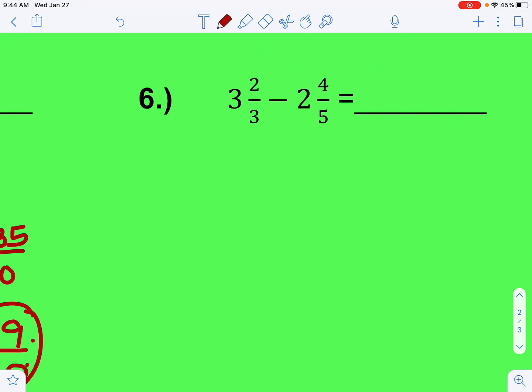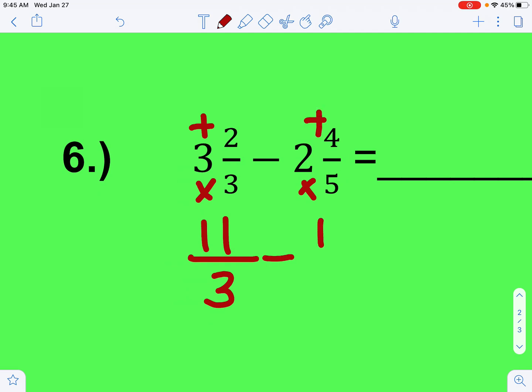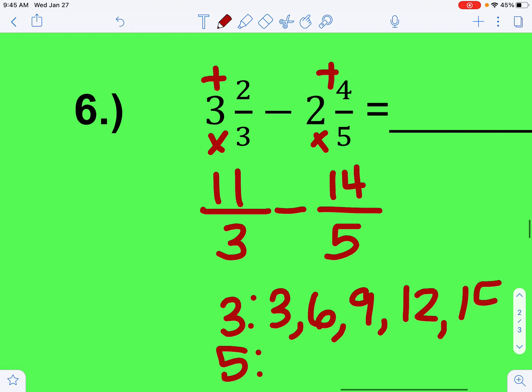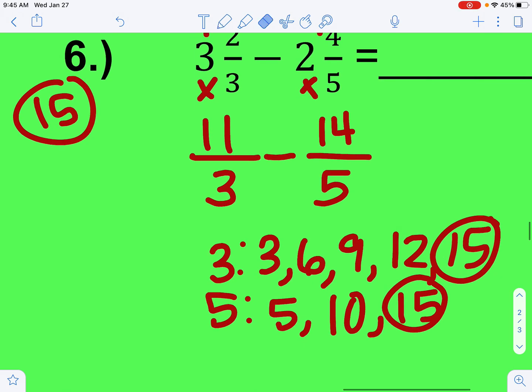We're taking 3 2/3 minus 2 4/5. So the first thing, let's convert it to an improper fraction. 3 times 3 is 9. 9 plus 2 is 11, and our denominator stays a 3. Minus 2 times 5 is 10, plus 4 gives us 14 over 5. Alright, but we need common denominators, so let's count by 3 and let's count by 5. 3, 6, 9, 12, 15. 5, 10, 15. 15 is our denominator.